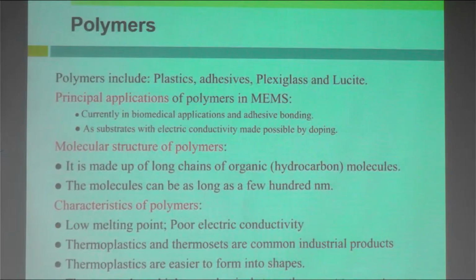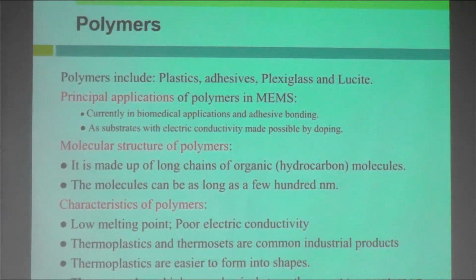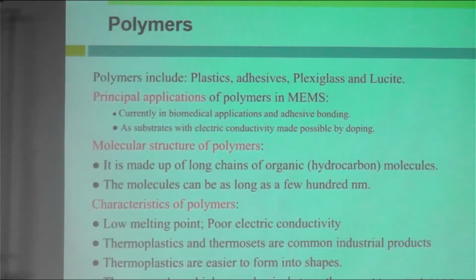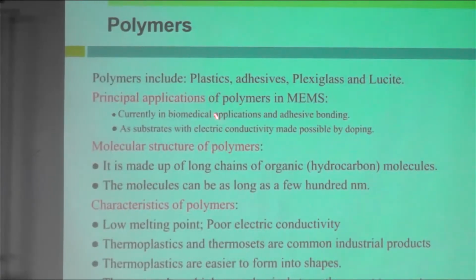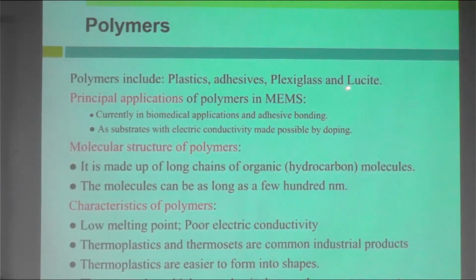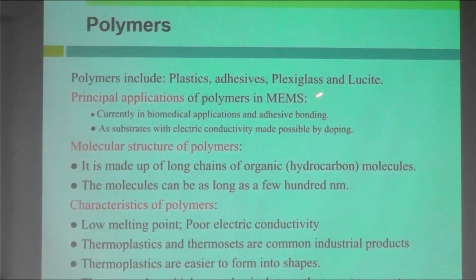And the next material is polymers. Polymer in the process of microfabrication is a very important material for masking and also for protecting or insulation purposes. And polymers include plastic, adhesive, plexiglass, and lucite. The principal applications of polymer in MEMS are currently in biomedical applications and adhesive bonding. You want to bond the silicon substrate, for example, you use polymer as substrate, with electric conductivity made possible by doping.